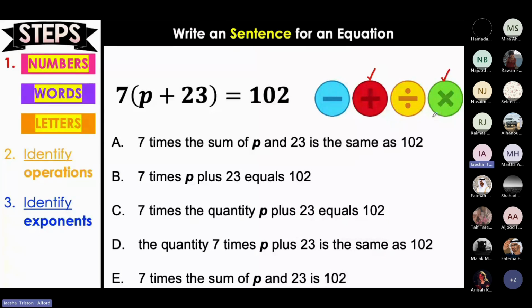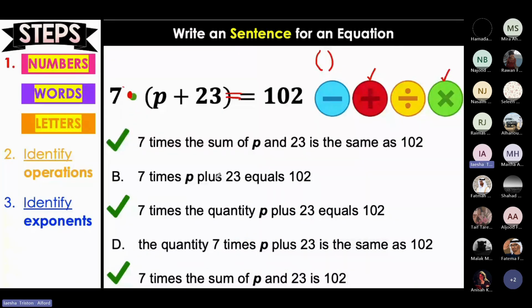Where is the multiply? With 7 and parentheses B, so 7 times B. Good. So the multiply should be here. This is 7 multiply. Then we need a word for parentheses, and we need a word for equal. This one, when we did it in class, has 3 of them that are correct, just to show you a different way that you can write them. There's more than one way to write the same sentence or the same equation.